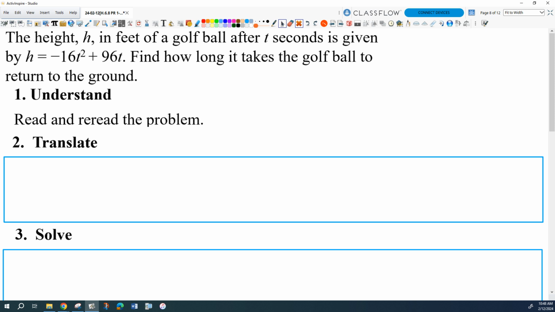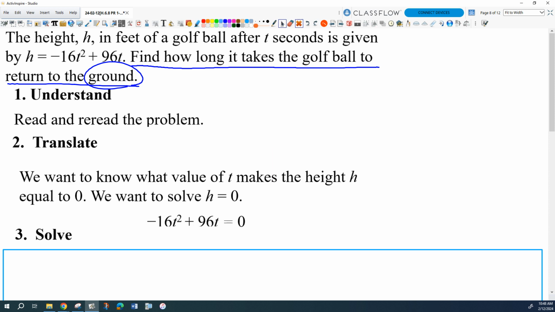Okay, translate. Well, what does that mean? What is this part? How do we turn this into something mathematical? Find how long it takes the golf ball to return to the ground. What's significant about the ground? 0. Height is 0, right? Exactly. So that's where it's 0. So yeah, we're just going to set h equal to 0 here. That's kind of the trick, right?